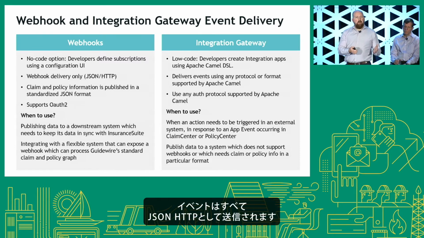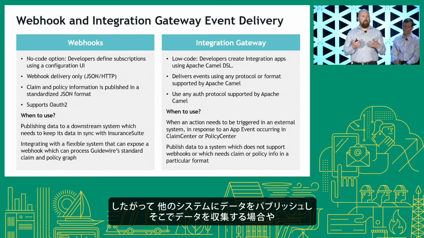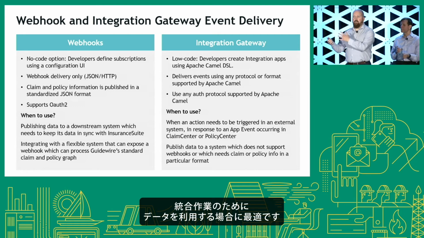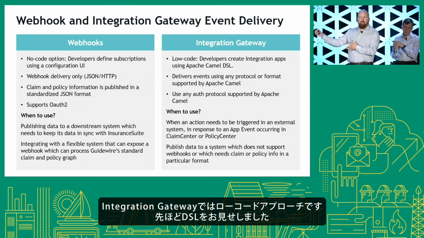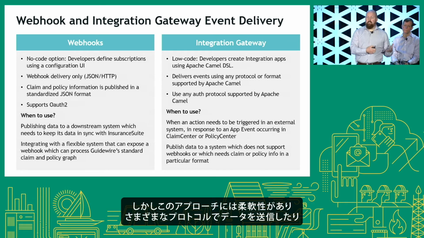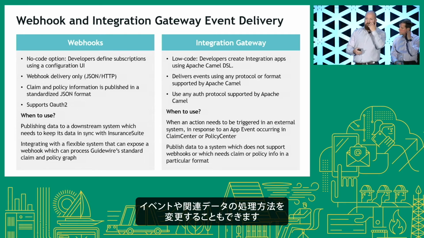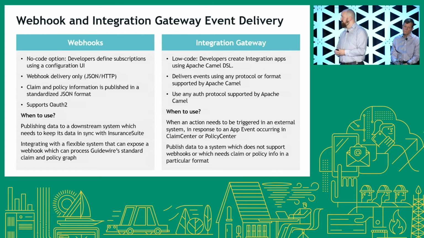So to recap, Webhooks is the no-code option. All of the events come out as JSON over HTTP, and any system that can stand up an endpoint will receive them. This is great for publishing data to other systems, possibly collecting it there or using it in that system for integration work. Integration Gateway is a low-code option. We saw the DSL just there. It has flexibility to deliver that data over different protocols or even change what we're going to do with the event and the data around it.